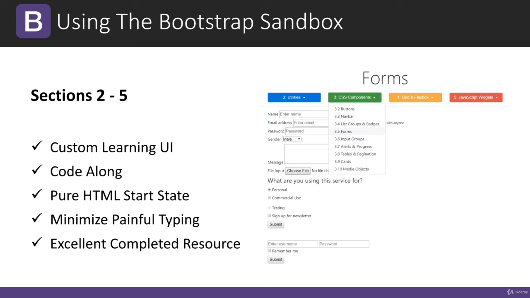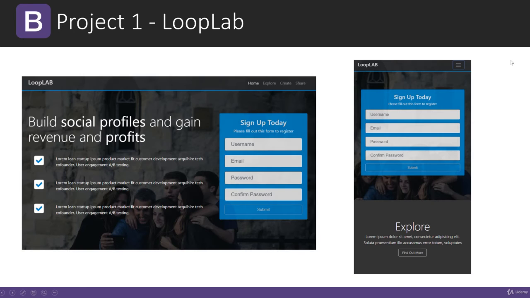So let's talk a little bit about what the Bootstrap Sandbox is. It's basically a custom UI that I created that is broken up into different sections that correspond with the course, and each one starts with just bare HTML, and then in each lecture we'll be adding the Bootstrap markup together and talking about what it is, what it does, and so on. And this will prevent you from having to type out all of the basic HTML stuff. We can just focus on Bootstrap itself. So it's broken up into four different sections: utilities, CSS components, the grid and flexbox, and then JavaScript widgets. All right, so once we complete the Sandbox, we'll be moving on to our projects.